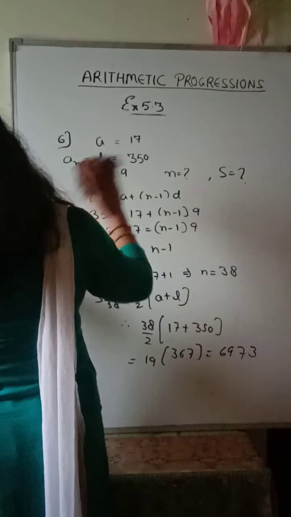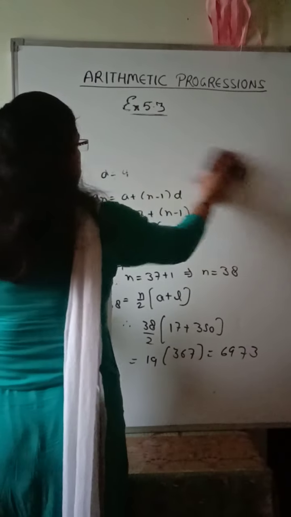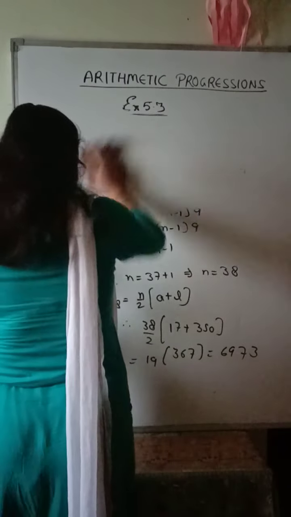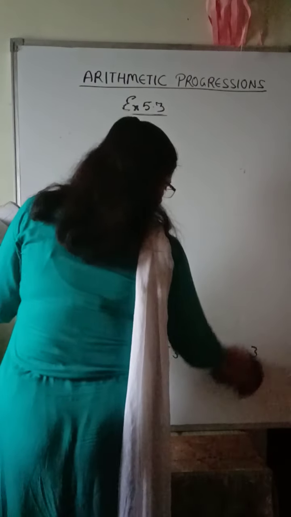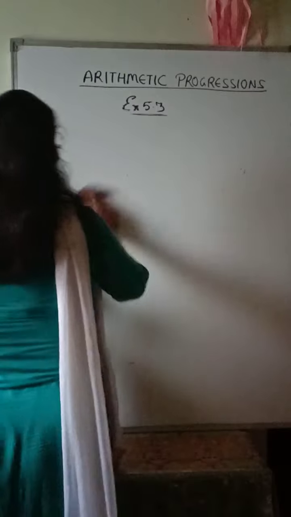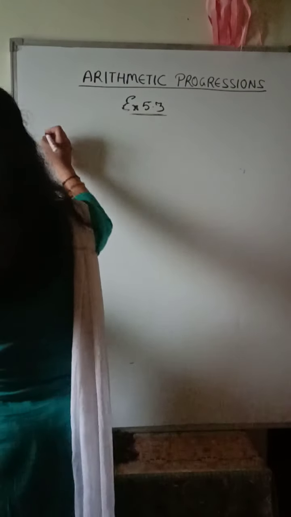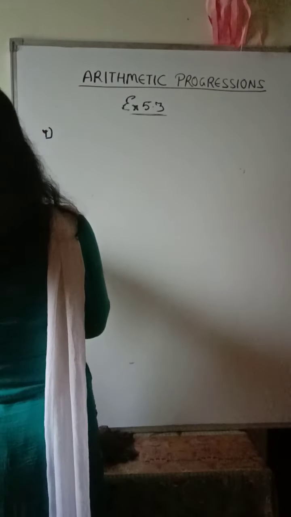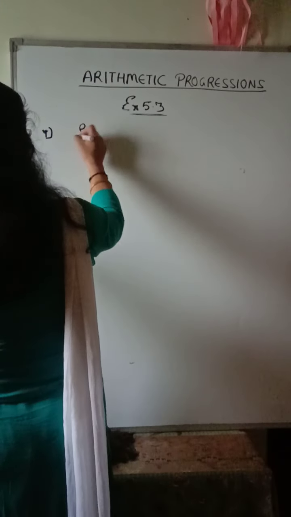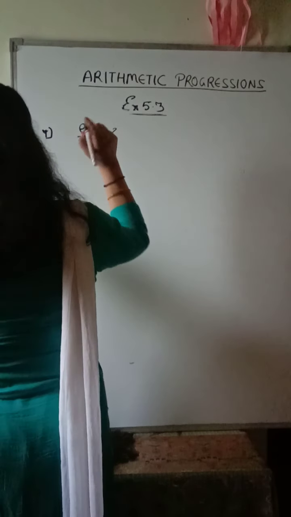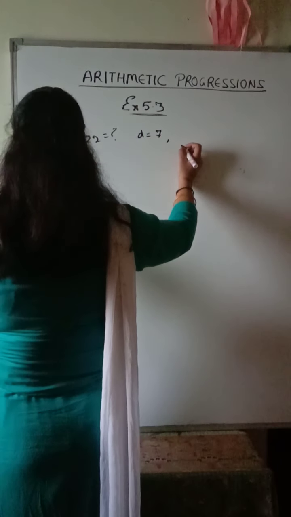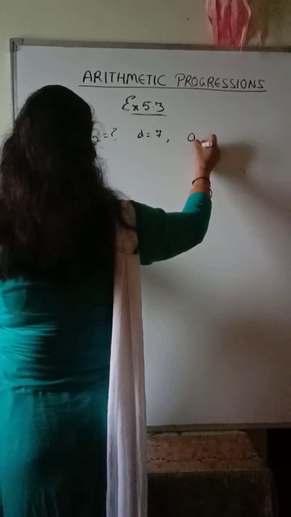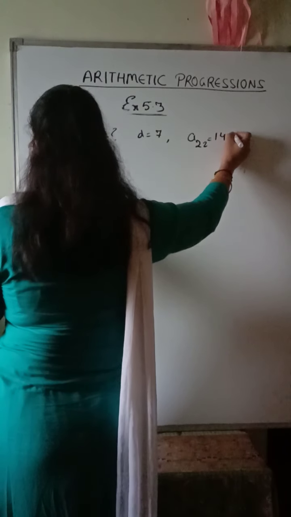So this is your sixth question. Now let us quickly do the seventh question. Okay, the question number 7th. Find the sum of first 22 terms of an AP in which the d is given 7 and the 22nd term A22 is 149.